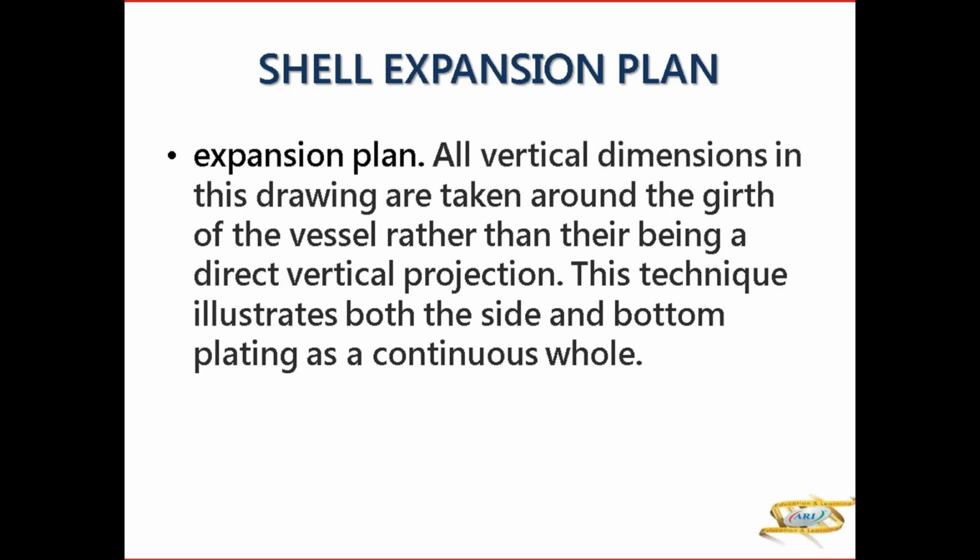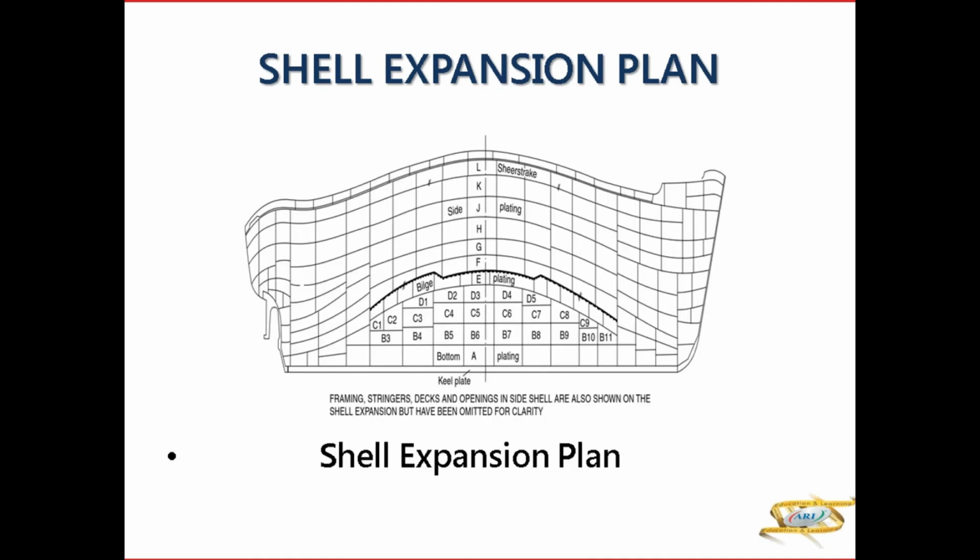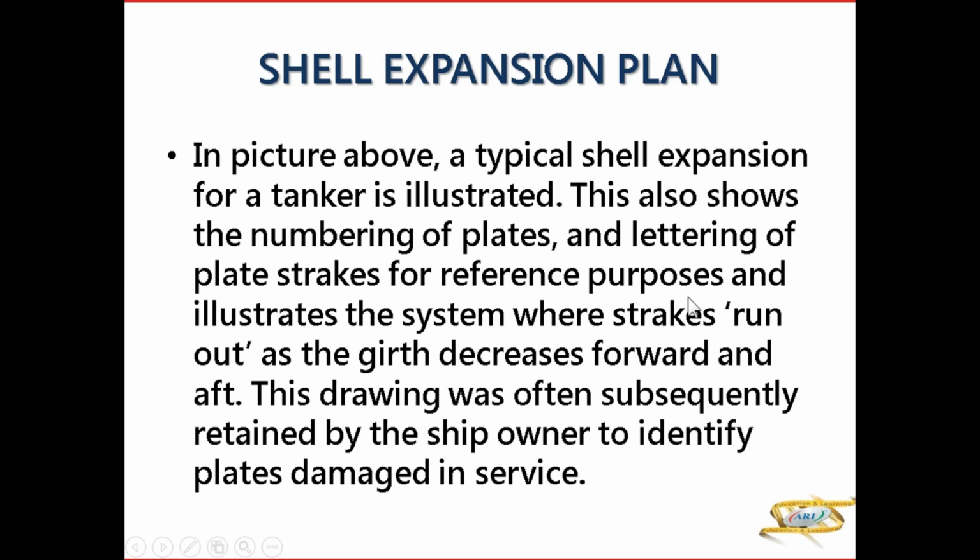So here you are seeing the bottom and side as a continuous fold. You don't have it separate, but as a continuous fold. You're seeing the bottom half and the top half as continuous plating. Normally you can just see the top, you can't see the bottom. So the typical shell expansion plan here, this one is a tanker, shows the numbers of the plate and letters of the plate strake.